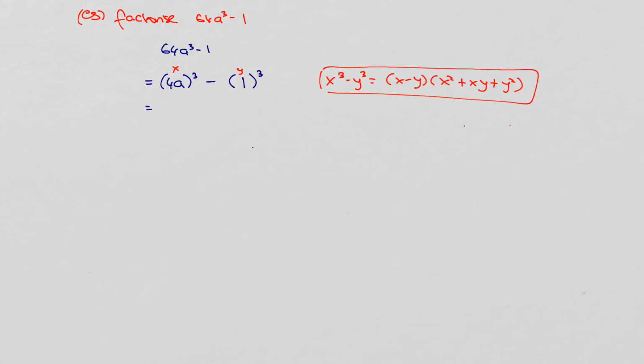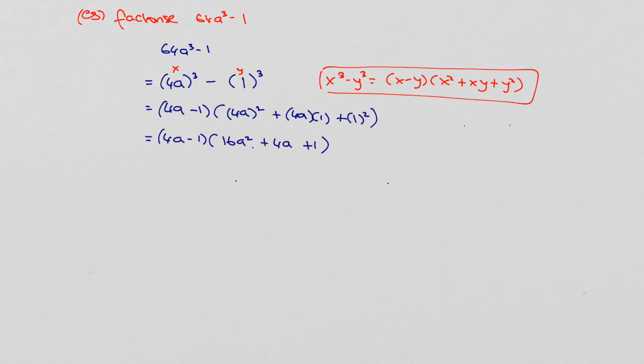So if we sub that in, then we have 4a minus 1. And again, really important here, 4a squared plus 4a times 1 plus 1 squared. So always make sure you're using brackets when subbing in, especially in the second part of the formula. Because you'll see here, 4a squared is 16a squared. And sometimes students forget to square the 4, leaving them with 4a squared, which is, of course, incorrect. So it's all of that first term to be squared. And then 4a times 1 is just 4a, plus 1 squared, which is 1. And now we are factorised fully.